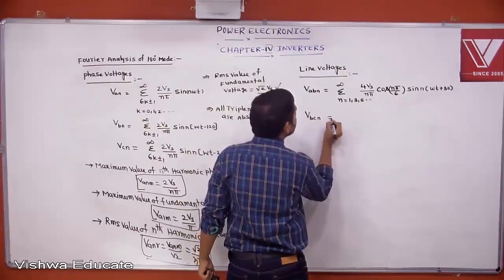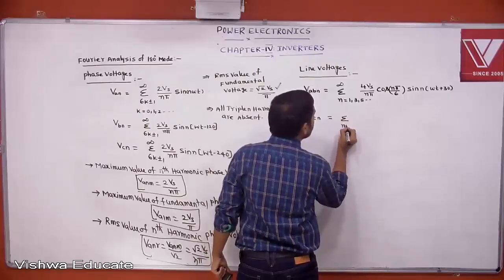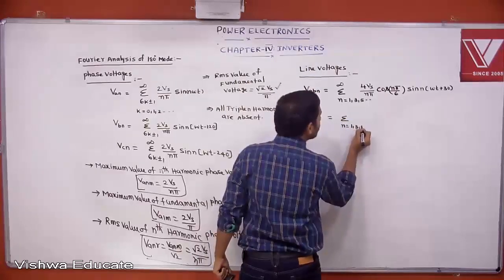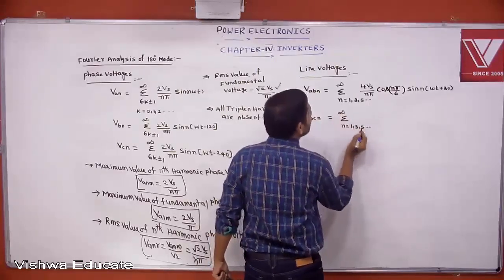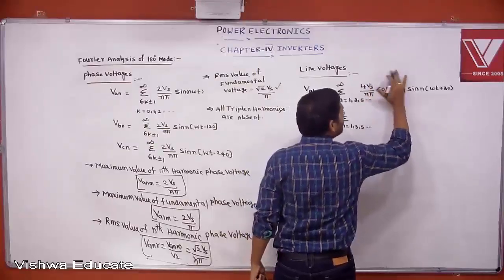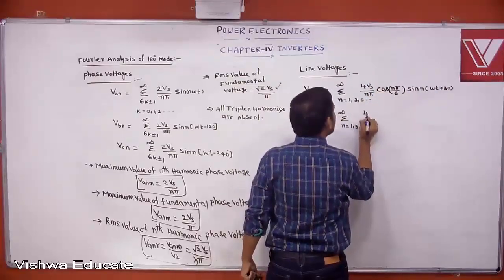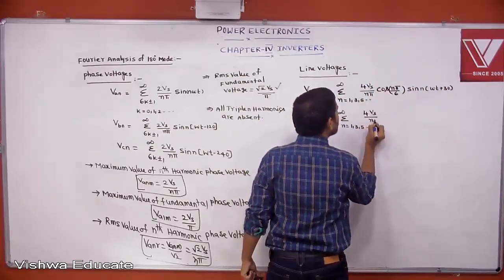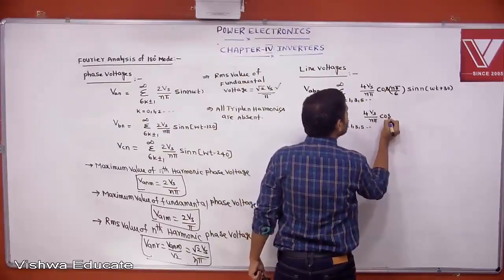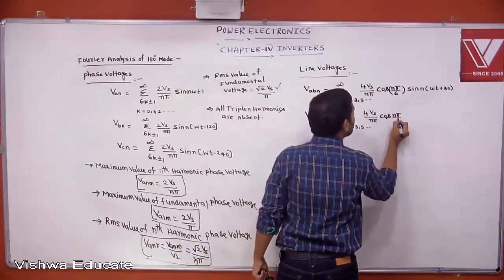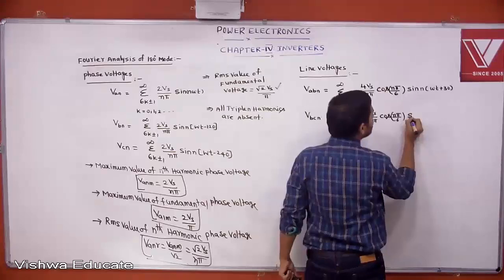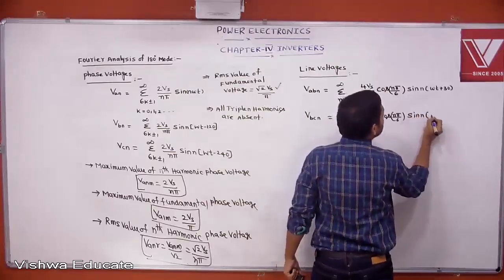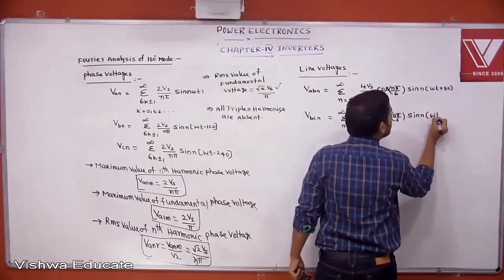VBCN, summation n equal to 1, 3, 5 up to infinity. Just remember up to this amplitude, no need to remember the whole function: 4 Vs by n pi cos. This is the same for any line. Only the function is changing: sin of n omega t minus 90.